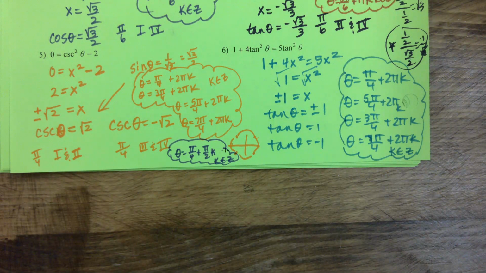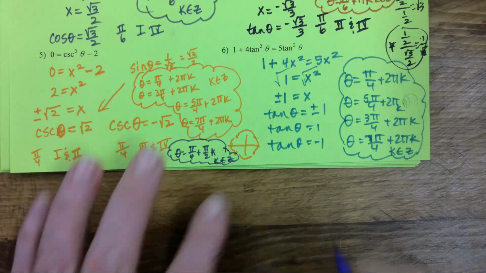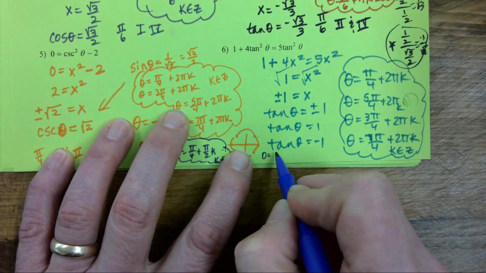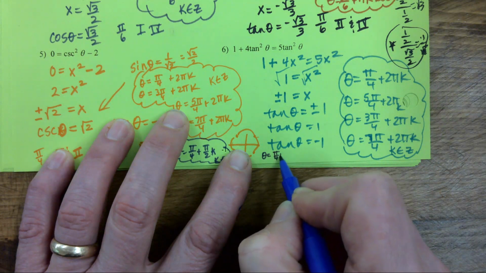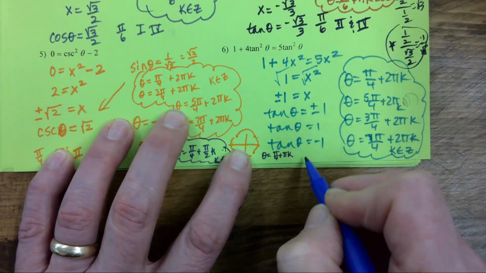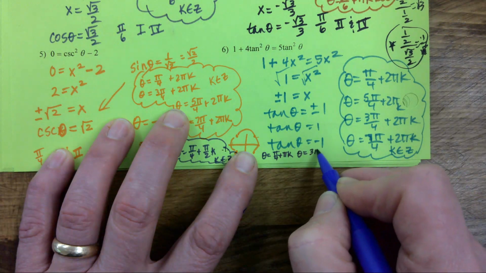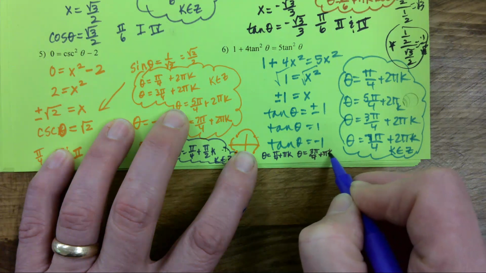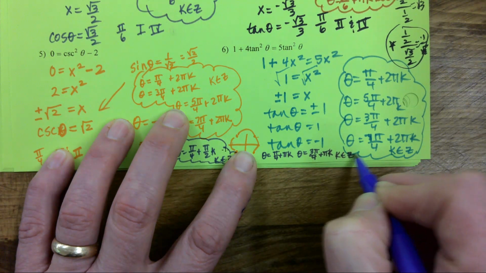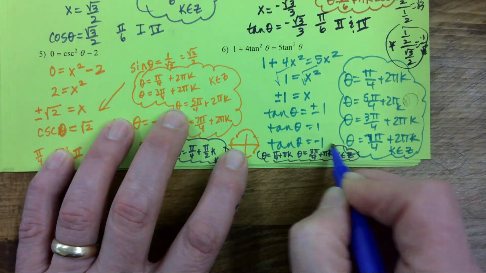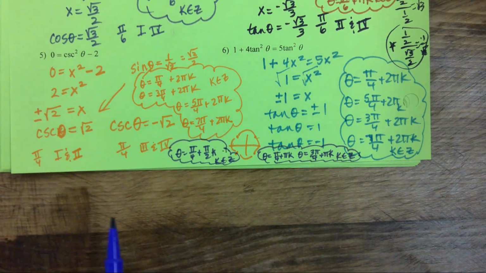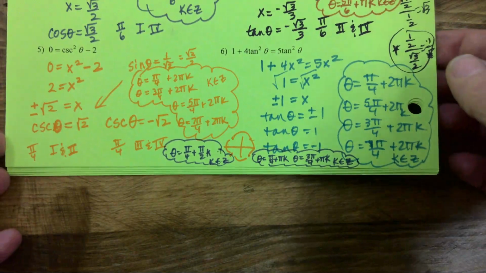Or I could do theta is pi over 4 plus pi k, and theta is 3 pi over 4 plus pi k. K is an element of the integers. Or I could write it the same as I did the last one. Good? Okay. Do whatever feels the most comfortable to you. All right?